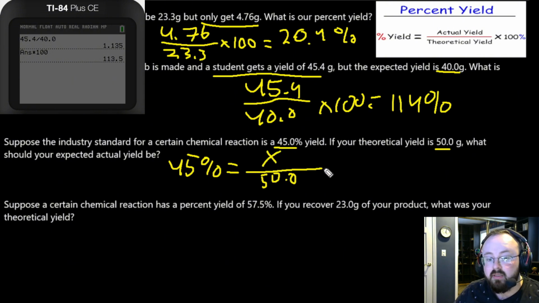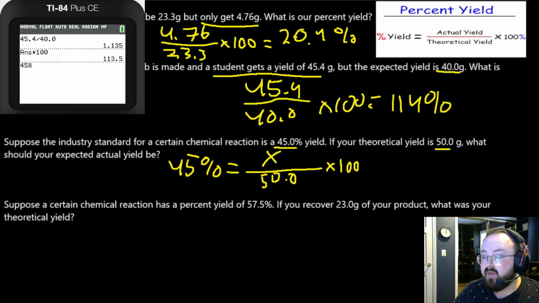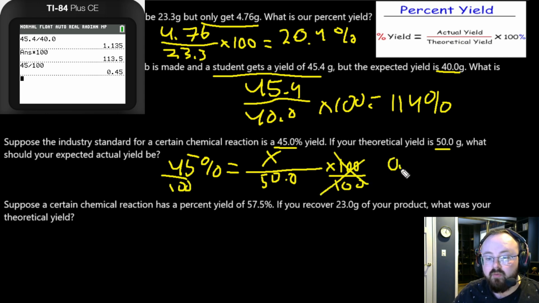We call this X. And there is that 100% here, and we should always start by tackling the 100% and turning 45% into a decimal. We can do that pretty easily just by dividing it by 100. Mathematically, we're dividing this by 100 and dividing this by 100 to get rid of that. And now we're left with 0.45 is equal to X over 50.0.